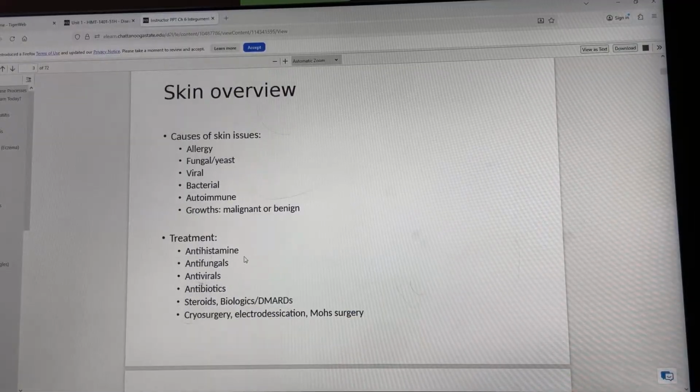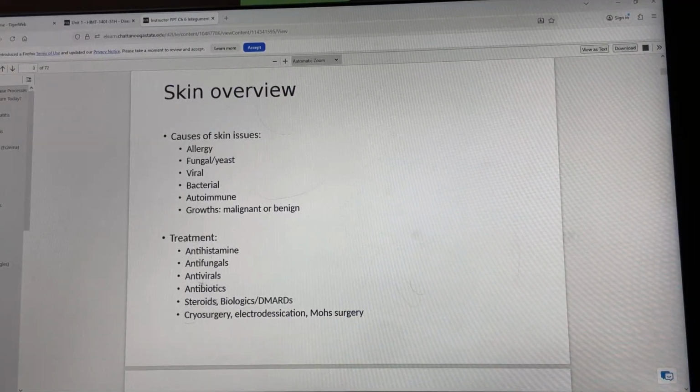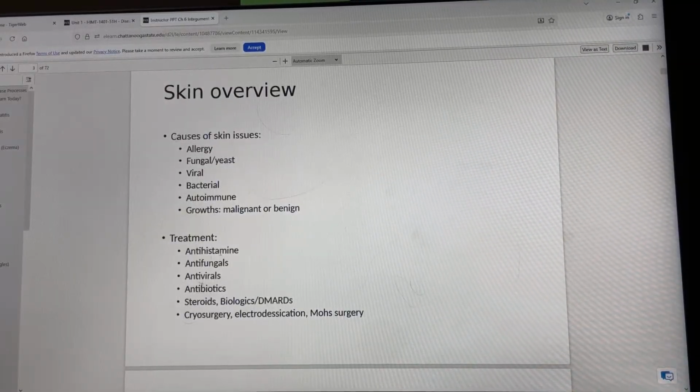All right, and then broadly speaking, these are usually the kind of treatments that go along with those causes. If it's an allergy, typically you're going to give someone an antihistamine. That's just going to calm down the allergic response. There are other things as well, but these are broad categories. If you have a fungal infection, they're going to give you antifungals. That's pretty easy to remember. Viral is going to be antivirals. Bacterial is going to be antibiotics.